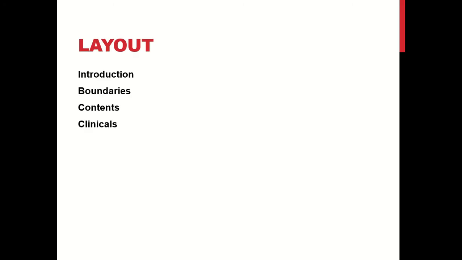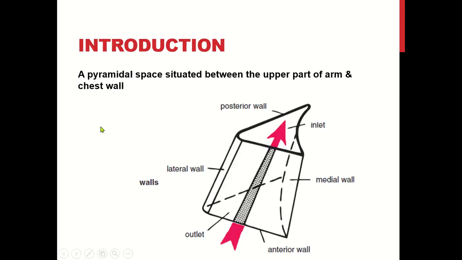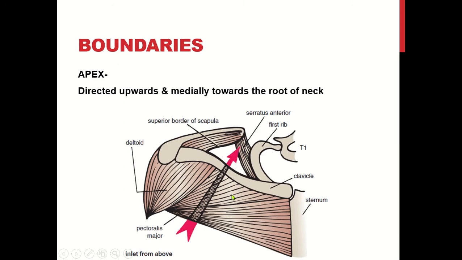Axilla is a pyramid shaped space situated between the upper part of arm and the side of the chest. So our layout consists of introduction, boundaries, contents and clinicals. Introduction. It is a pyramidal space situated between the upper part of arm and chest wall. So this is axilla. It has a lateral wall, medial wall, anterior wall, posterior wall and inlet and outlet.